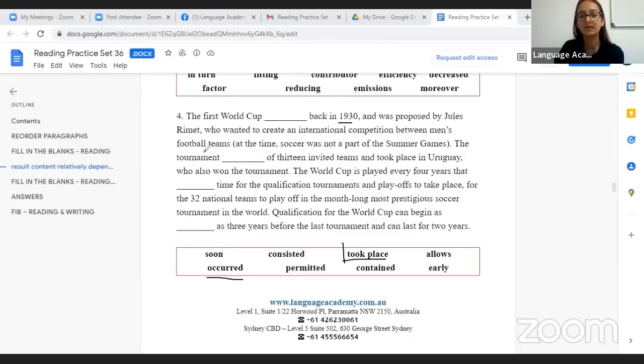between men's football teams. The tournament dash of 13. So what verb? A verb that goes with of and should be in past tense. So we had past tense consisted of, permitted of, contained of. Contained does not come with of, but yes, consist always comes with of. So we'll say the tournament consisted of 13 invited teams and took place in Uruguay, who also won the tournament.